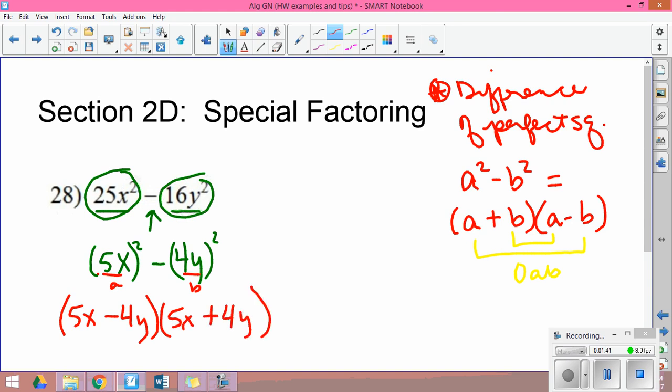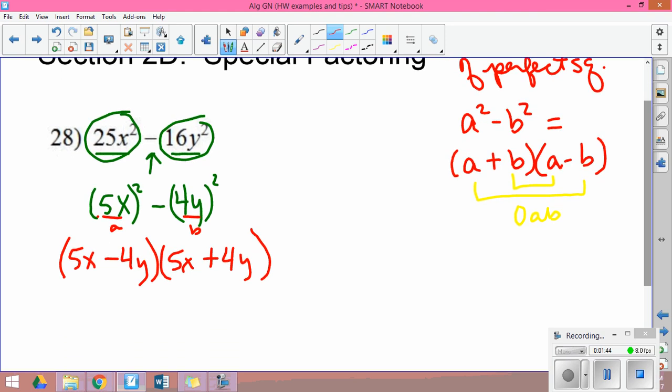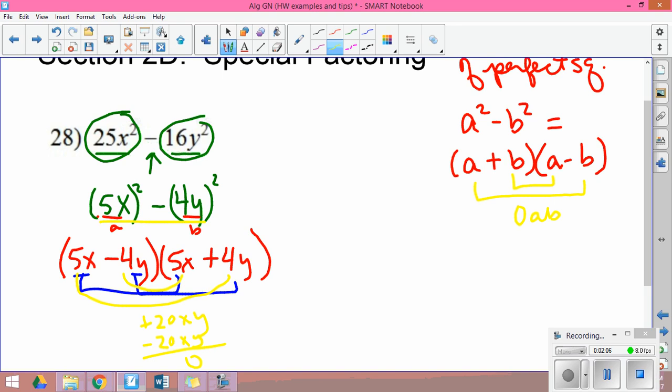Again, if I check my foiling, first two terms, 25x squared, last two terms, minus 16y squared, and then if you look at the outside, positive 20xy, and the inside, negative 20xy, you see that those go to 0, which is why they're not written. So always look for basically the square root plus and the square root minus.